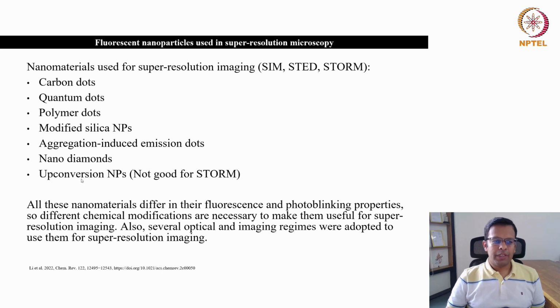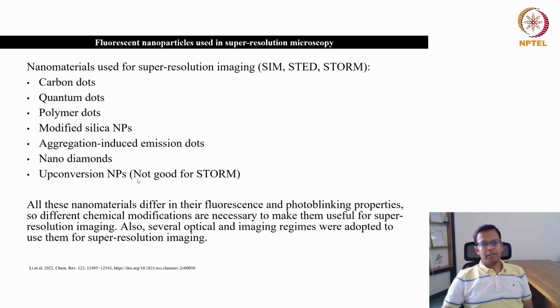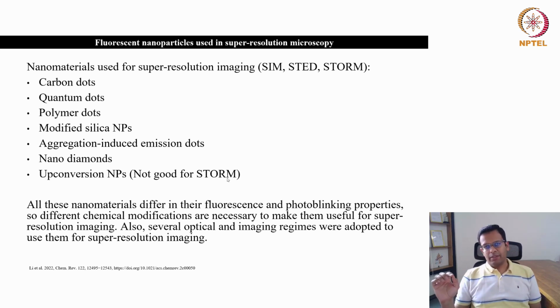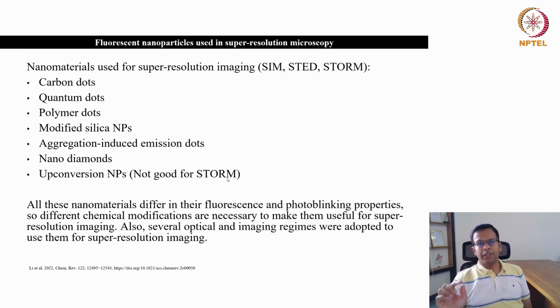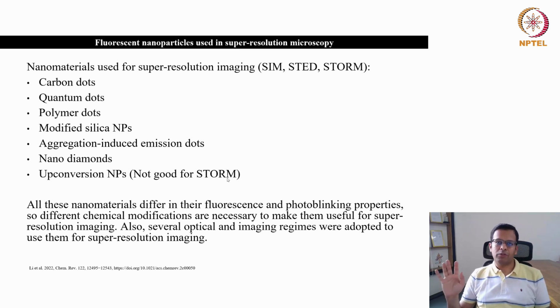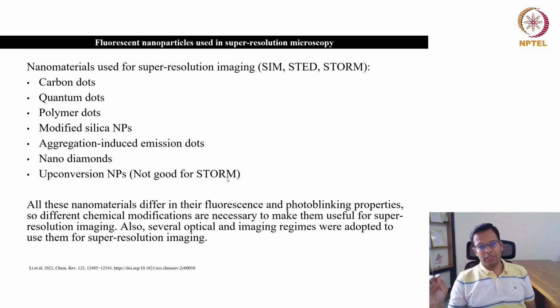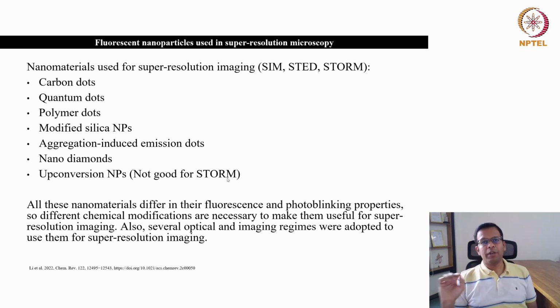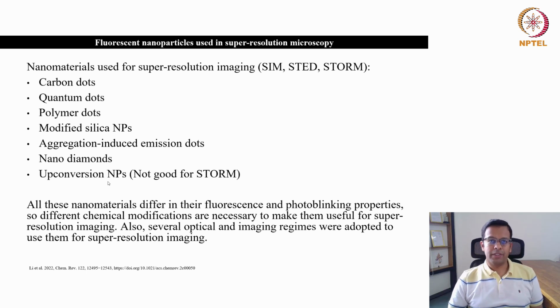Okay. Now, for upconversion nanoparticles, I have mentioned here that they are not good for STORM imaging. Okay, why is this so? If you may remember, for STORM microscopy you need a fluorescent dye that blinks. So photoblinking of the dye is very essential for STORM microscopy. If a dye does not blink and gives continuous fluorescence, that is not good for STORM imaging. Those kinds of dyes are good for SIM and STED imaging, but if they cannot blink, then STORM cannot be done using them. So upconversion nanoparticles provide continuous fluorescence. They do not blink. Okay, so they are not good for STORM imaging.